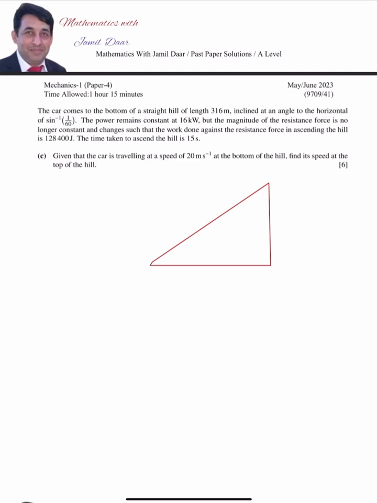Okay, this is the top of the hill. Let's suppose this is point A. At this point, this is the bottom of the hill, this is point B, and this is the perpendicular height, and this is the 316 meter distance. So the length of the inclined hill, straight hill, is 316 meters, and the angle is sine inverse 1 by 60.